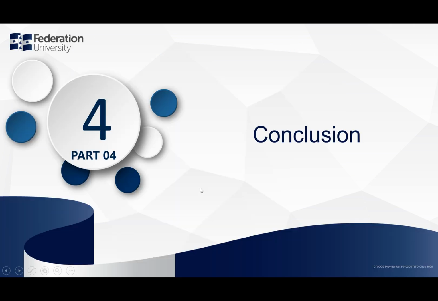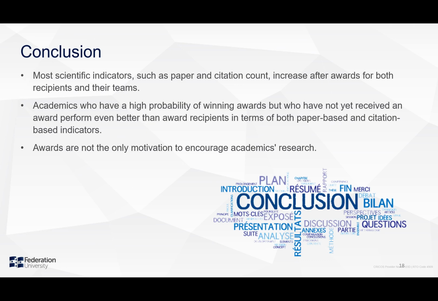Okay, let me give you a brief conclusion. Most scientific indicators like paper and citation count will increase after awards for both recipients and their teams, just as shown in the above-mentioned experimental results. And academics who have a high probability of winning awards but have not yet won perform even better than award recipients in terms of both paper and citation-based indicators. So we can conclude that awards are not the only motivation to encourage academics' research.